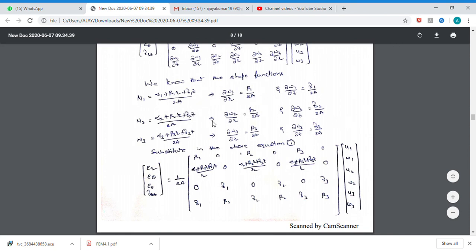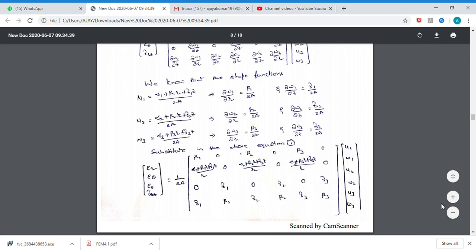∂n2/∂r is equal to beta 2 by 2A. ∂n2/∂z is equal to gamma 2 by 2A. ∂n3/∂r is equal to beta 3 by 2A. ∂n3/∂z is equal to gamma 3 by 2A. Substitute all these above relations in the below equation.